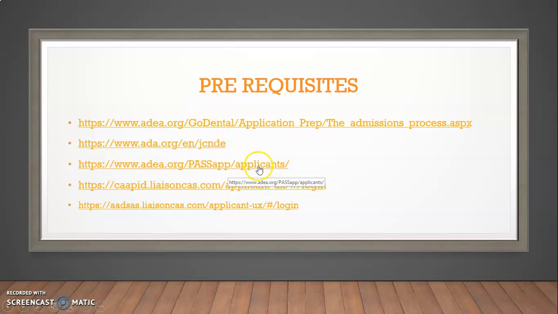The third, fourth, and fifth sites are for when you're actually filling in your application. These are the web pages: the PASS, the CAPID, and the AXIS are your application websites.